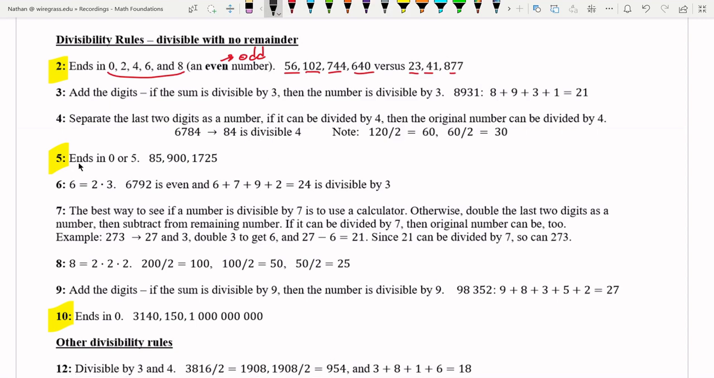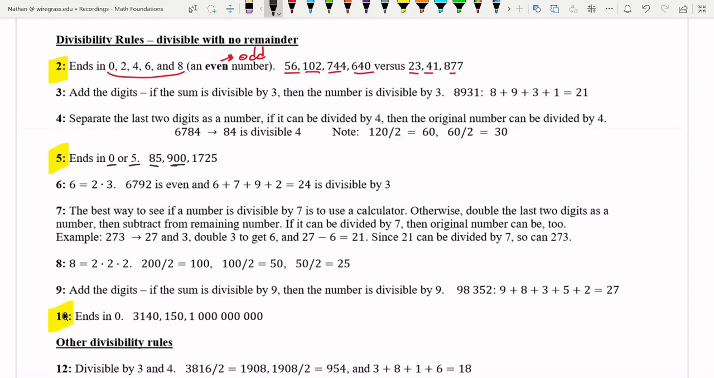Now, 5 ends in either 0 or 5. So 85 ends in a 5. 900 ends in a 0. And 1725 ends in a 5. Of course, 900 ends in a 0, so it can be divided not only by 5, but also by 2.